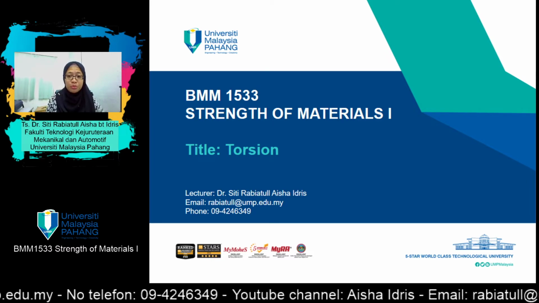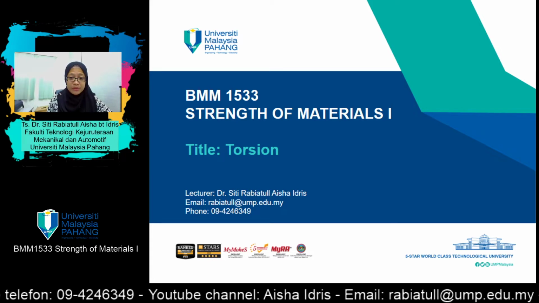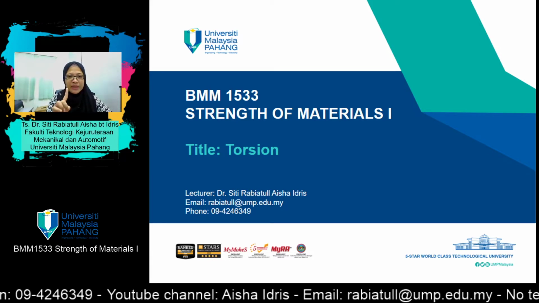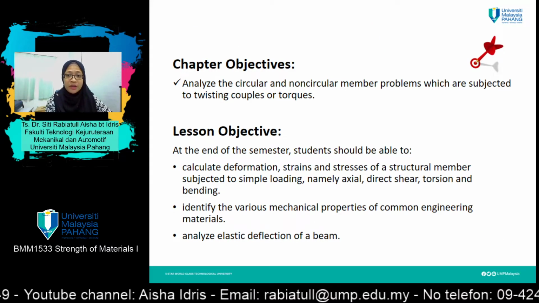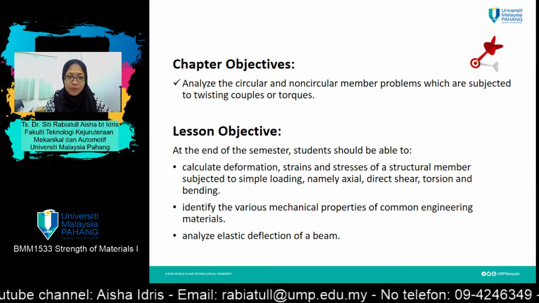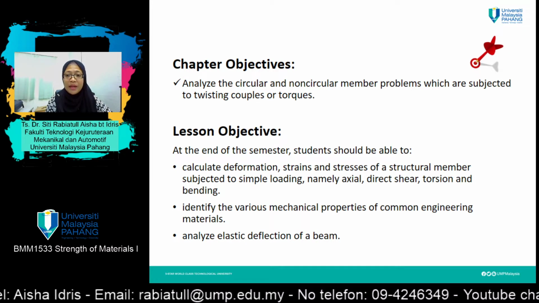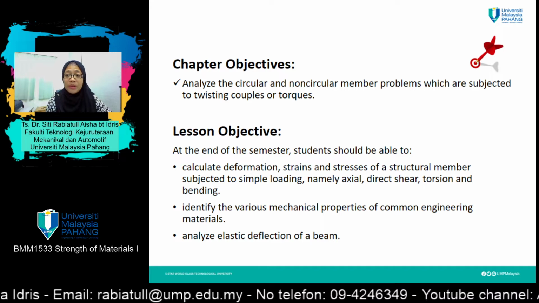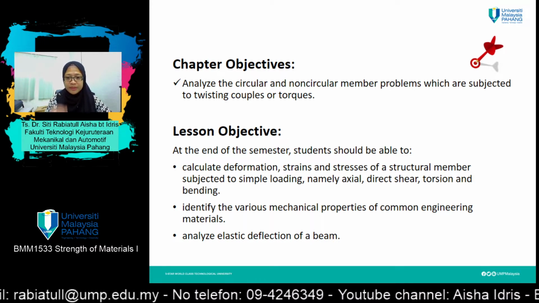Under torsion, this is BMM 1533 Strength of Materials for section number 1. The chapter objective for this subject is to analyze circular and non-circular members subjected to twisting couples or torque.